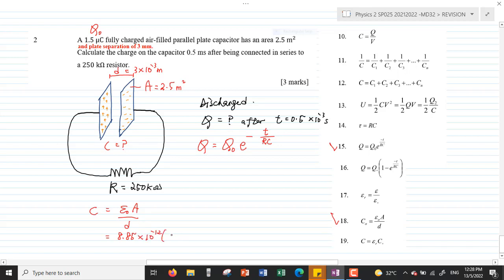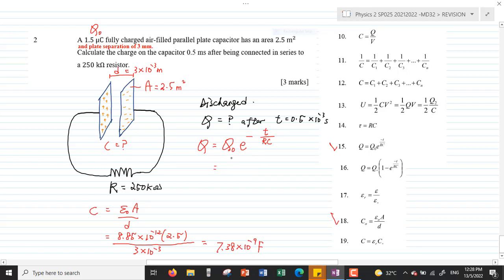The area of the plates of the capacitor is 2.5 meters squared, divided by the separation between the plates, which is 3 millimeters. So I'll get the capacitance as 7.38 times 10 to the power of negative 9 farads. So after I get the capacitance, then only I put it back into these equations.